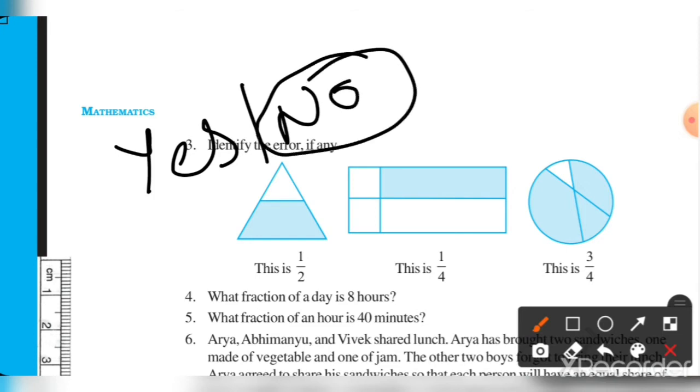No. As we have discussed, in fractions, all the parts must be equal. Are the parts equal here? Here a small triangle is there. Here a big part. These are squares. These are rectangles. So the shaded portions do not represent the given fractions. This is the error.